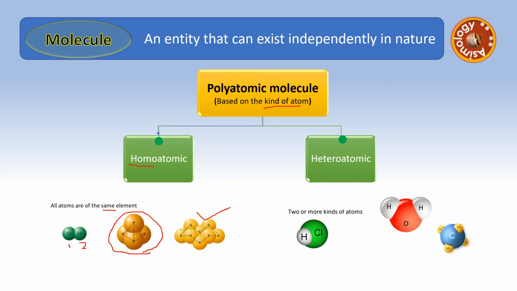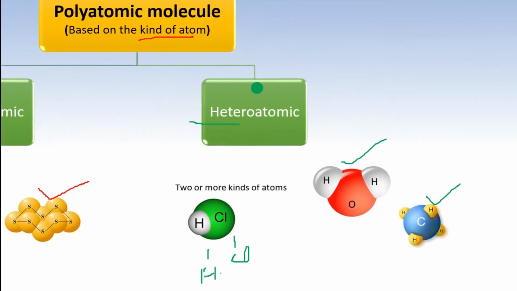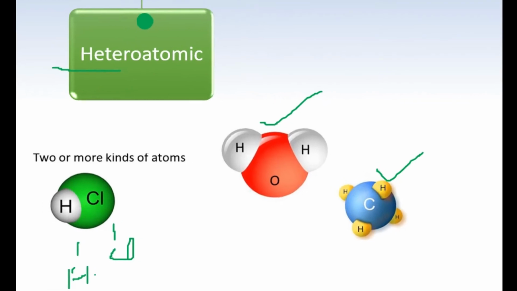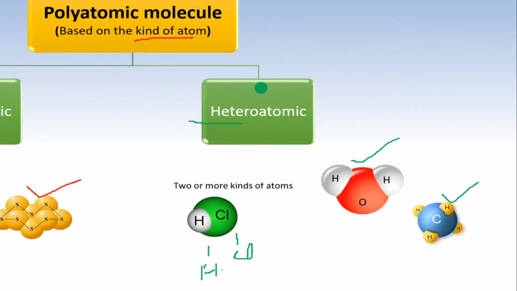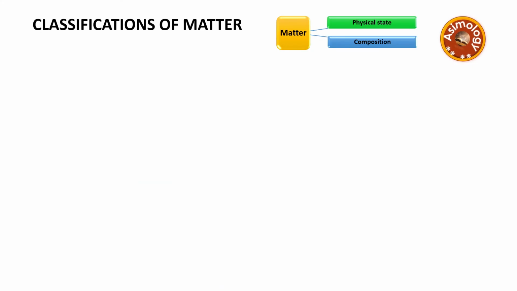On the other hand, heteroatomic molecules contain atoms of 2 or more elements. HCl is the common example, containing 1 atom of hydrogen and 1 atom of chlorine. Similarly, the water molecule is an example of a heteroatomic molecule containing 2 atoms of hydrogen and 1 atom of oxygen. The methane molecule is made up of 4 atoms of hydrogen bonded to 1 atom of carbon.